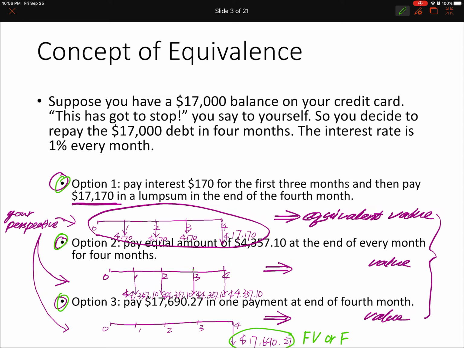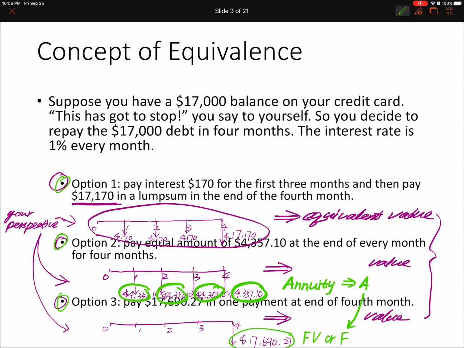And also in the second option, we have the same amount, 4,357. We have the same amount every month. And in the later slide, we will learn that this kind of uniform series of cash flow, we call it annuity, and we simplify it as A. So these annuities and this future value, we said they are equivalent.